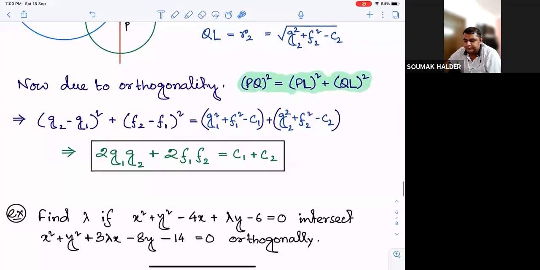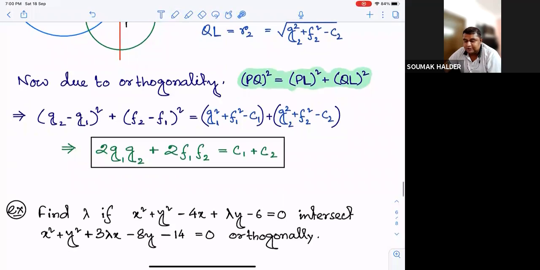For example, let us consider we need to find lambda if the circle x square plus y square minus 4x plus lambda y minus 6 equals 0 intersects the second circle x square plus y square plus 3 lambda x minus 8y minus 14 equals 0 orthogonally.